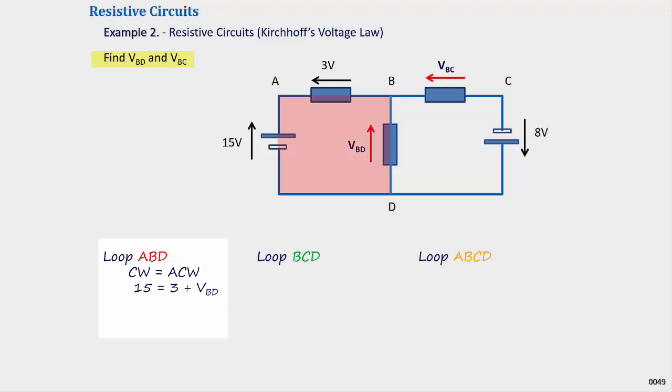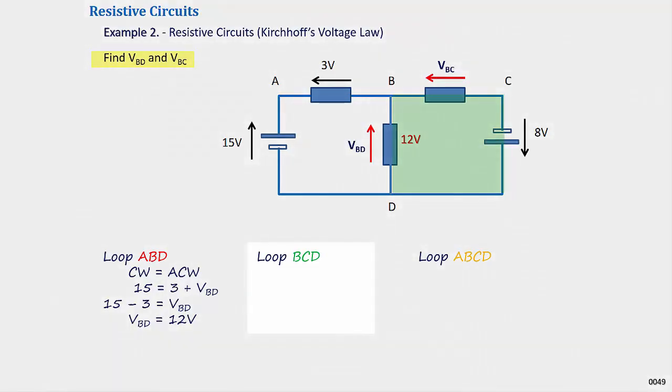Substituting the values, 15 equals 3 plus VBD. Rearranging, 15 minus 3 equals VBD. Therefore, VBD equals 12 volts. Now that we have a value for VBD, we can use loop BCD to find VBC.